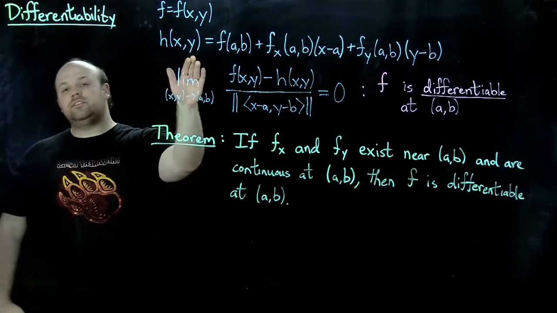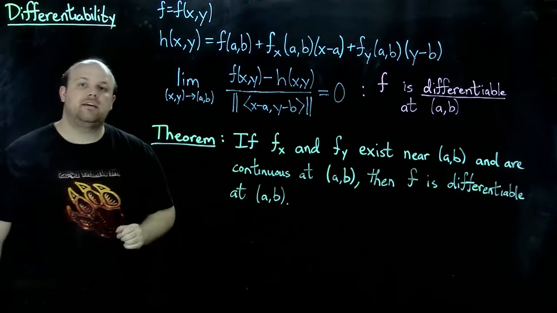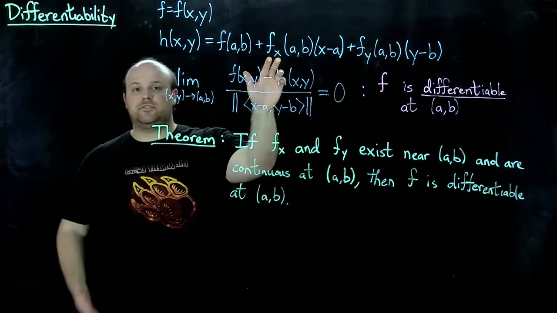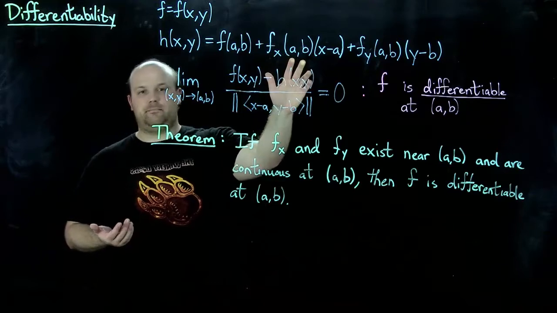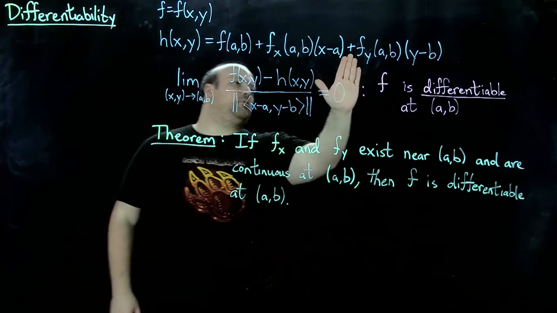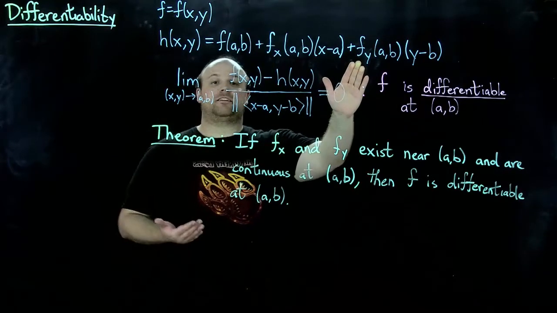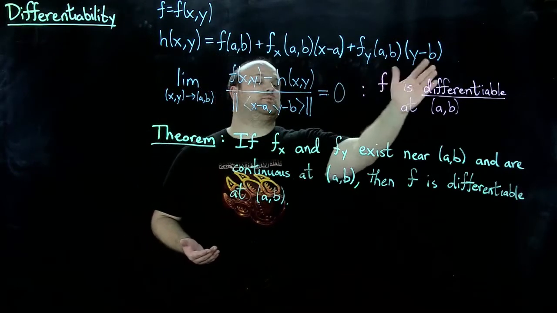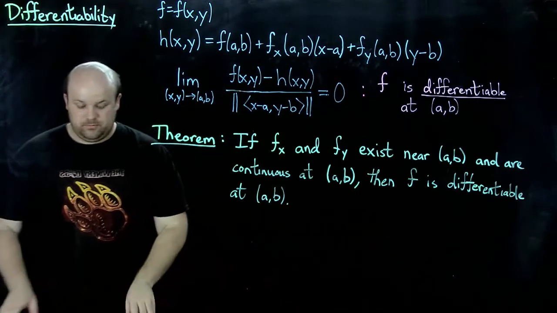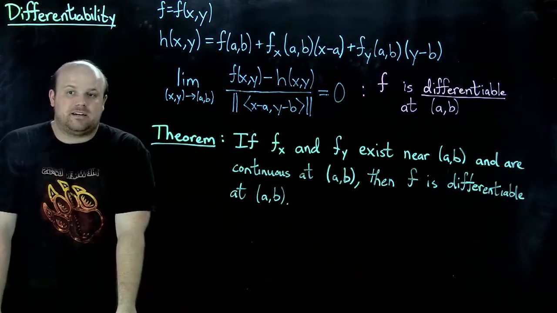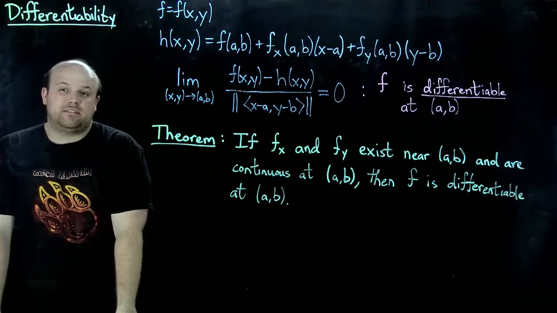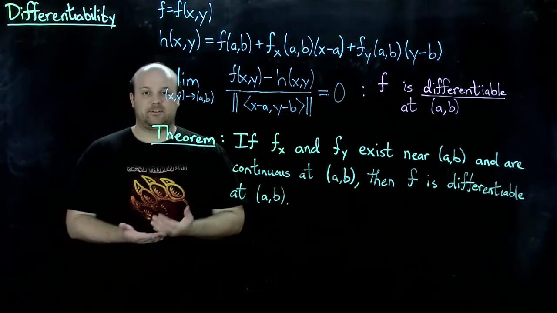We can define this new function h of x y as f of a b plus the partial derivative of f with respect to x at a b, that's a number, times x minus a, plus the partial derivative of f with respect to y at a b times y minus b. So those of you who remember some stuff from Calc 2, this is pretty close to the end. And I think you see this in Calc 1 a little bit. But let's stick with the Calc 2 analogy.